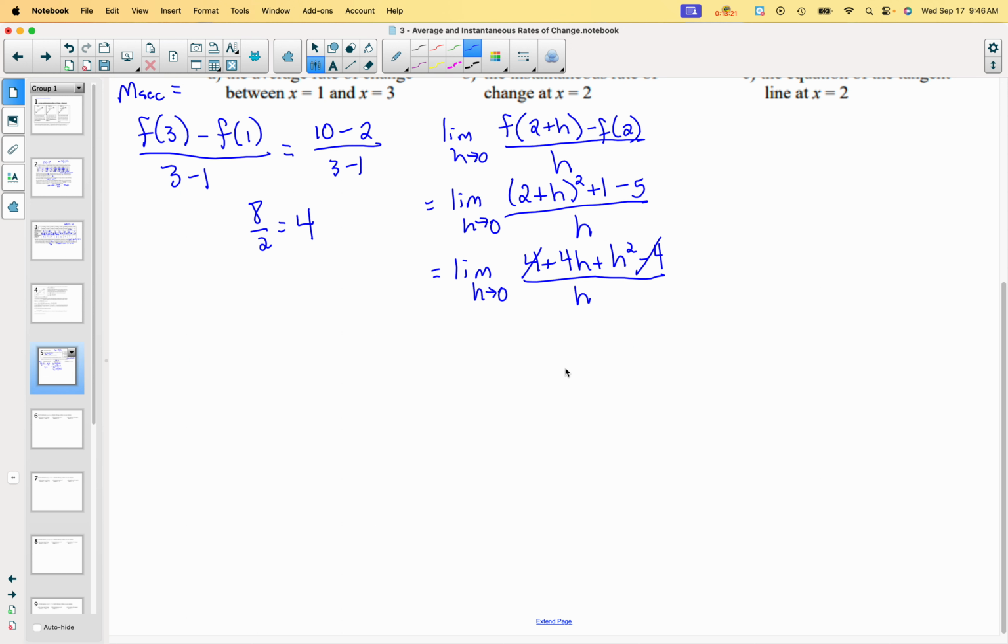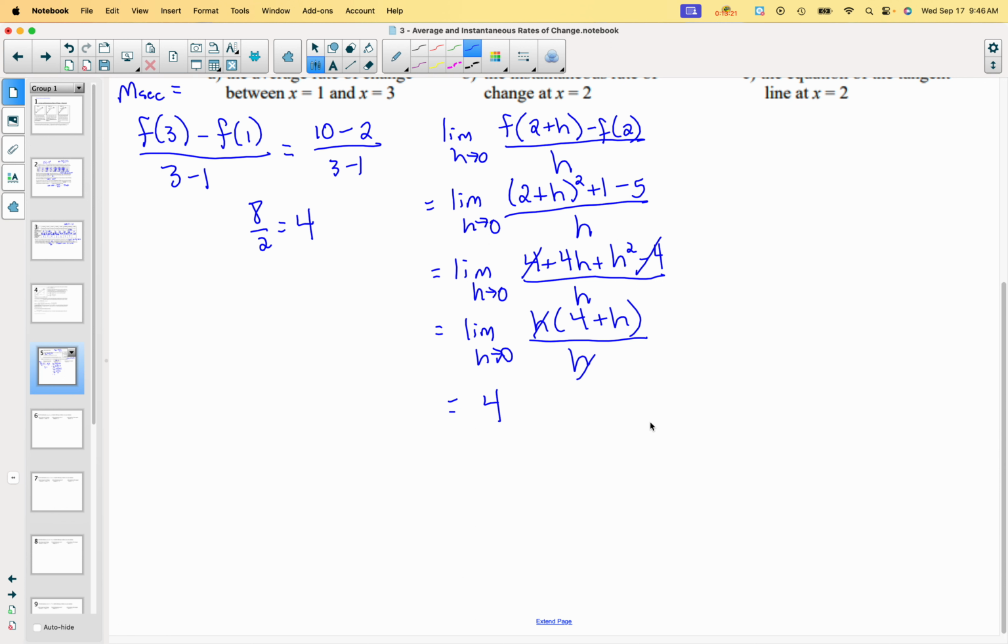So notice what happens. The 4 and the minus 4 cancel. And then also notice that I can factor out an h. So I get 4 plus h over h. The h's cancel. Now I can plug in a 0, and I get 4.